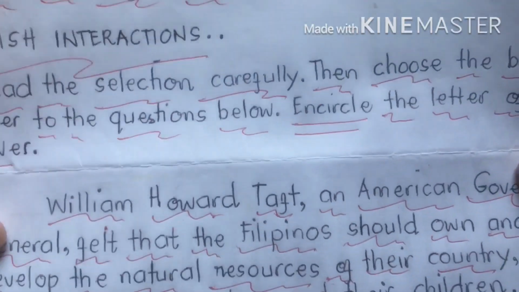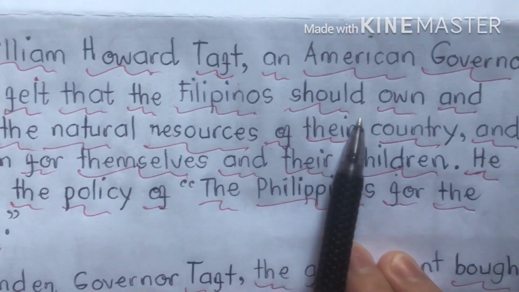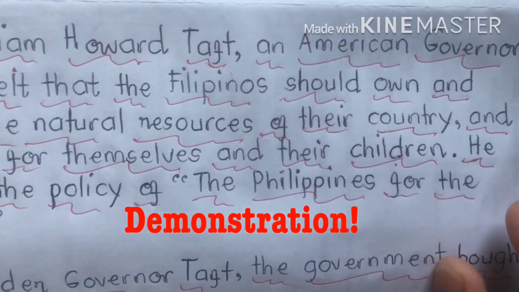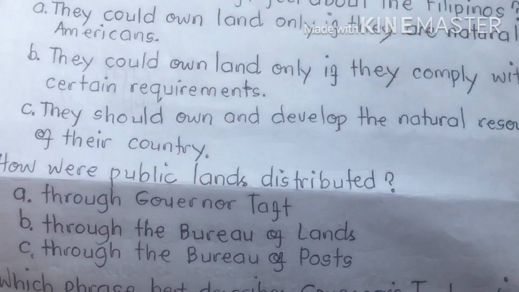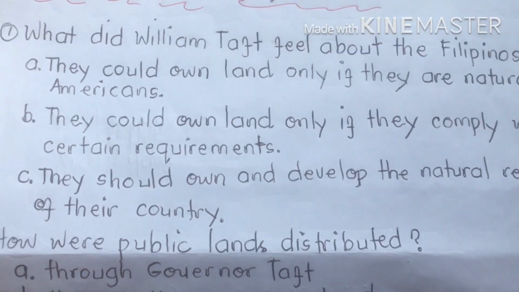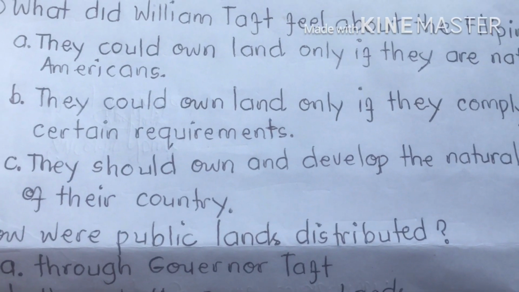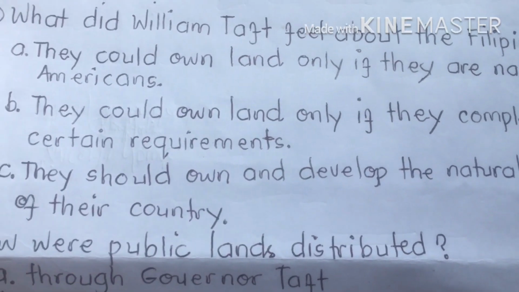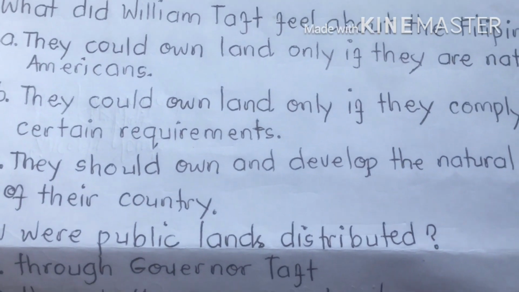For our first paragraph, class: William Howard Taft, an American governor general, thought that the Filipinos should own and develop the natural resources of their country and use them for themselves and their children. That means to say, class, in this particular paragraph, Mr. William Howard Taft really wanted us to own and develop our own lands. We should develop it because, according to William, we should cultivate our own land, and of course, not only for ourselves, but for the children, for their future.